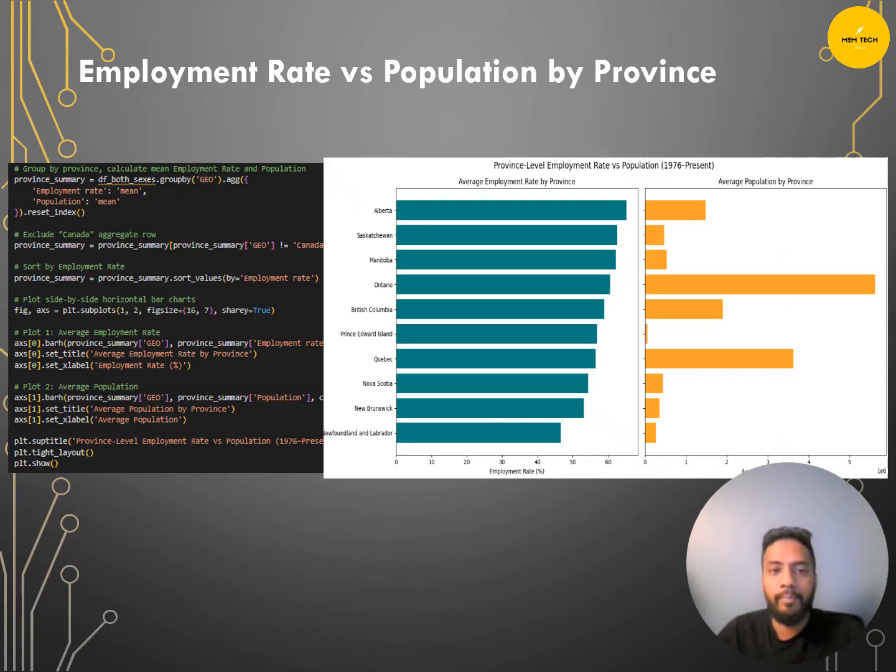these charts compare the average employment rate with the average population for each province. It shows that provinces with large populations like Ontario don't always have the best employment rates. Smaller provinces like Alberta may perform better in terms of job rate.